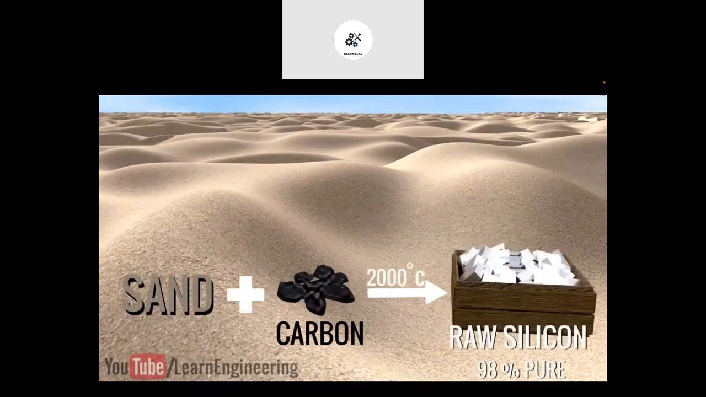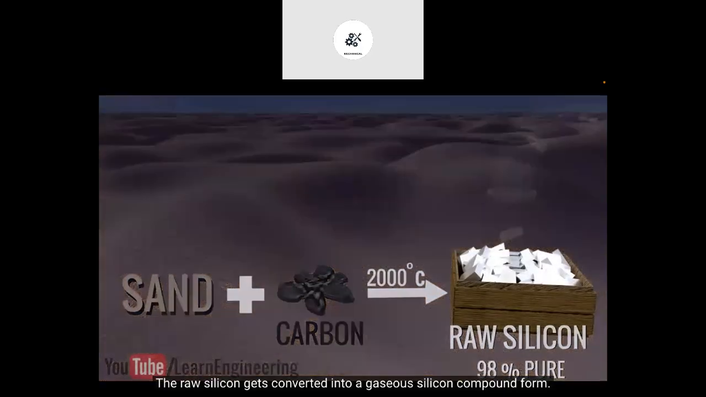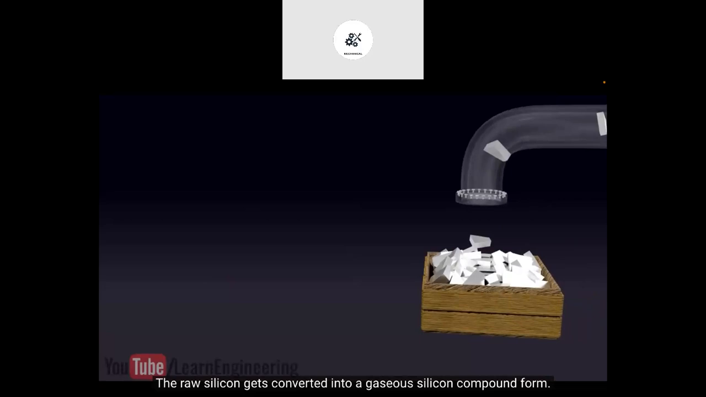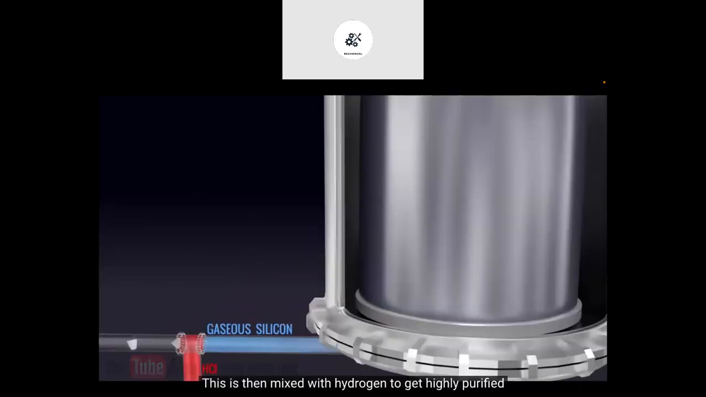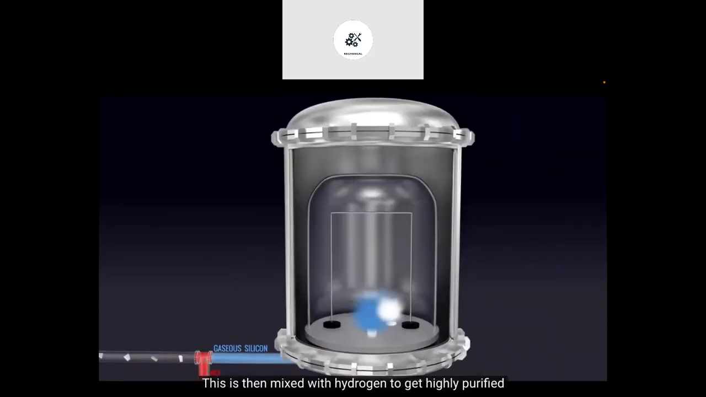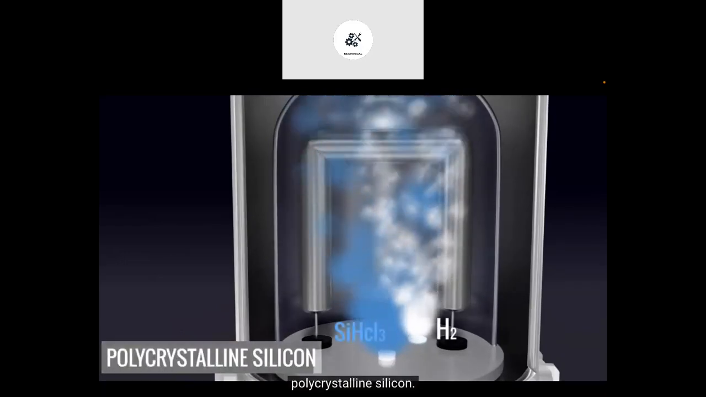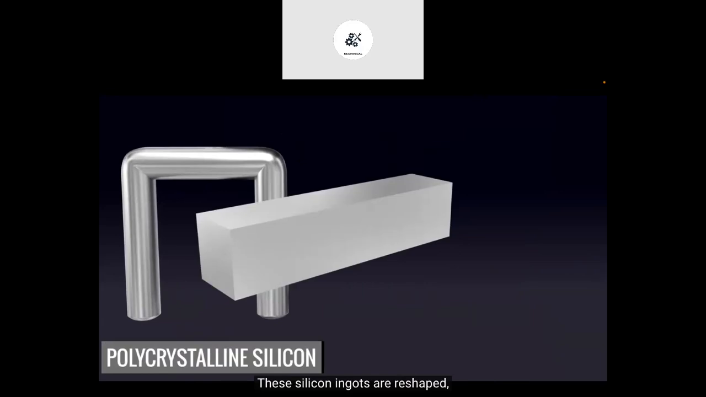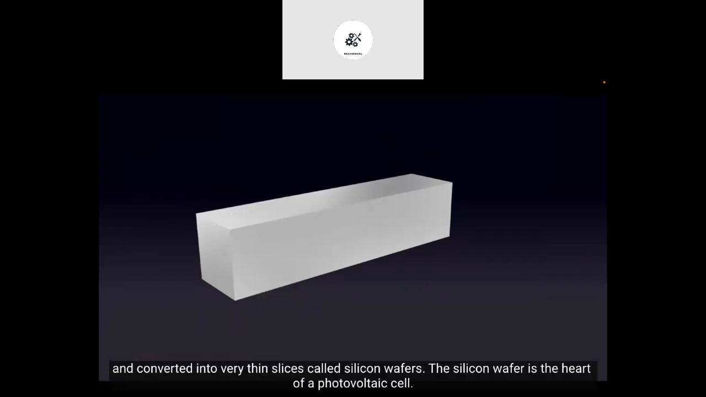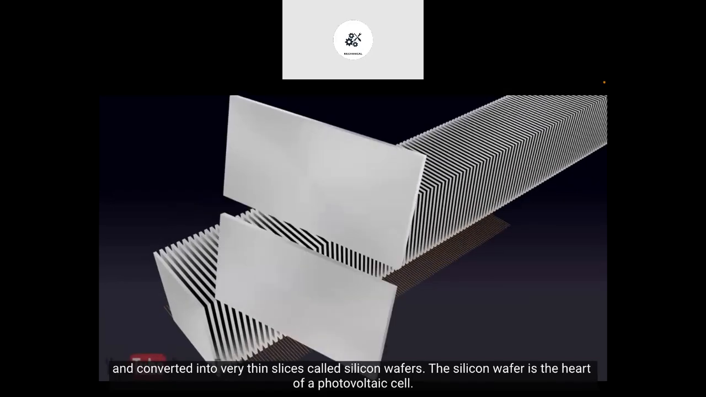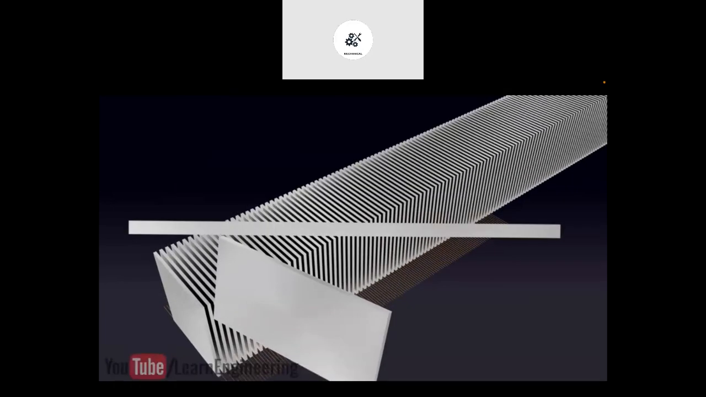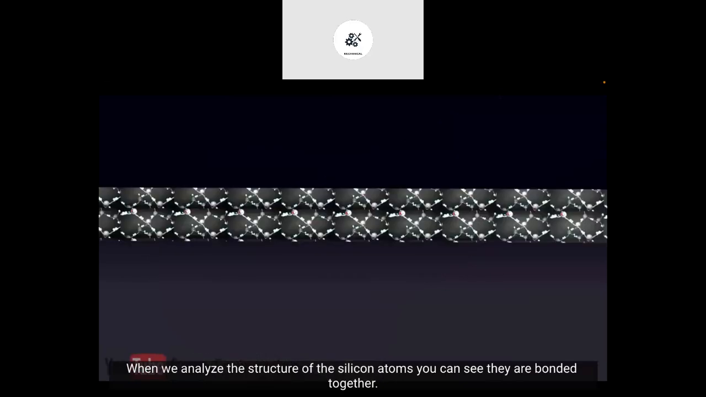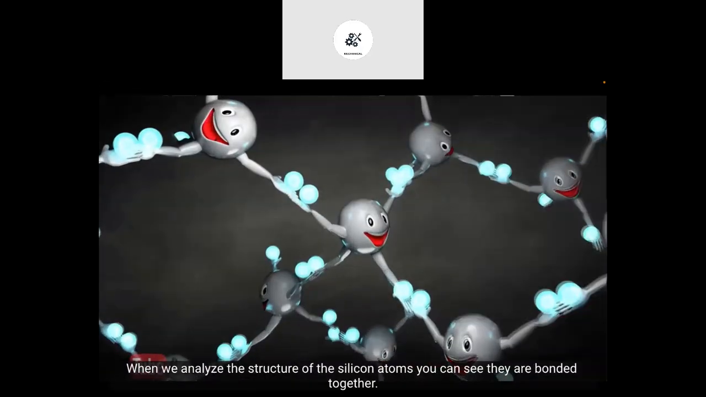To achieve this, the sand has to go through a complex purification process as shown. The raw silicon gets converted into a gaseous silicon compound form. This is then mixed with hydrogen to get highly purified polycrystalline silicon. These silicon ingots are reshaped and converted into very thin slices called silicon wafers. The silicon wafer is the heart of a photovoltaic cell.